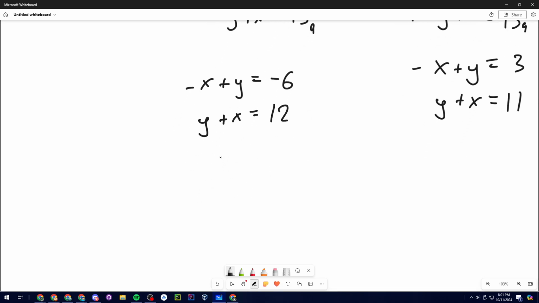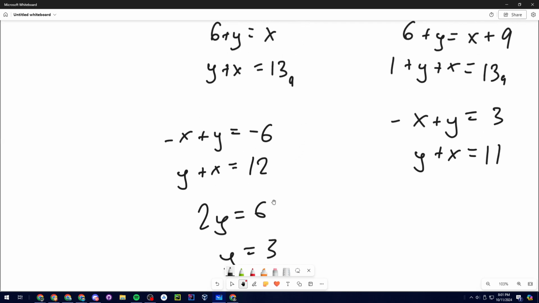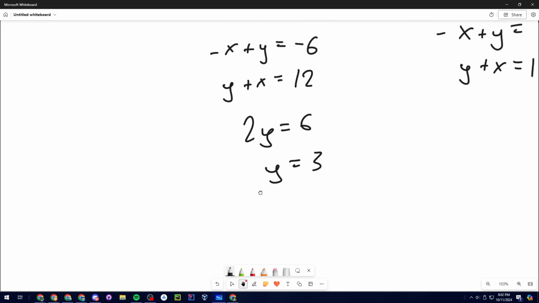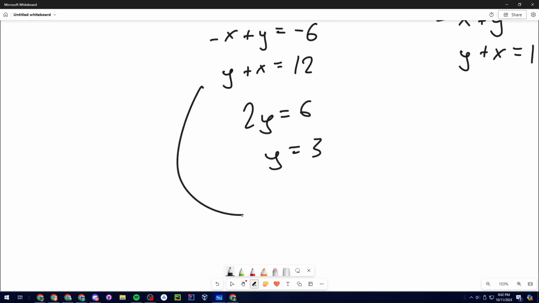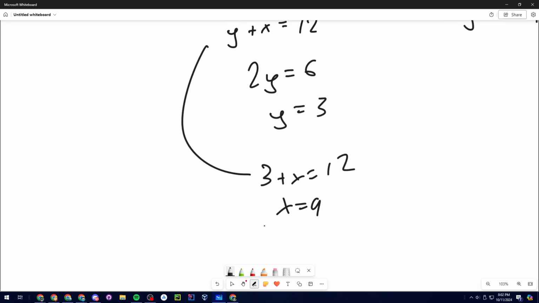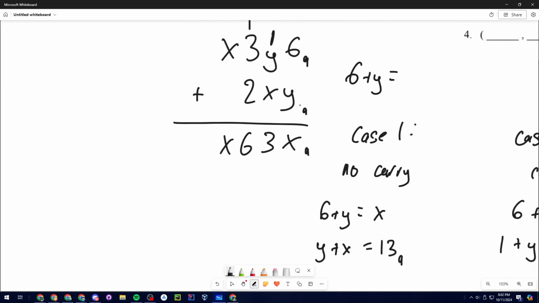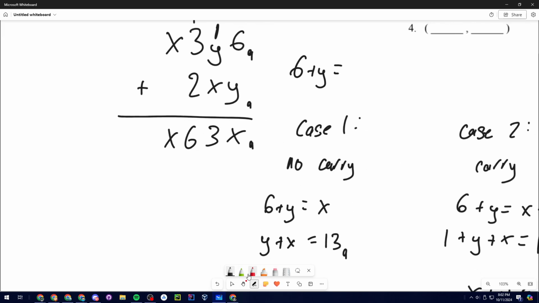Okay, so adding these equations give you 2y equals 6, y is equal to 3. Okay, cool. Sounds reasonable. Therefore, plugging into 3 plus x equals 12, x equals 9. Hold up. Can x equal 9? No, it can't, because we're in base 9. No digit can equal 9. Then you would have to carry over that digit. It makes no sense, right? So therefore, case 1 is bad. I'll even do this in a red pen, so bad.